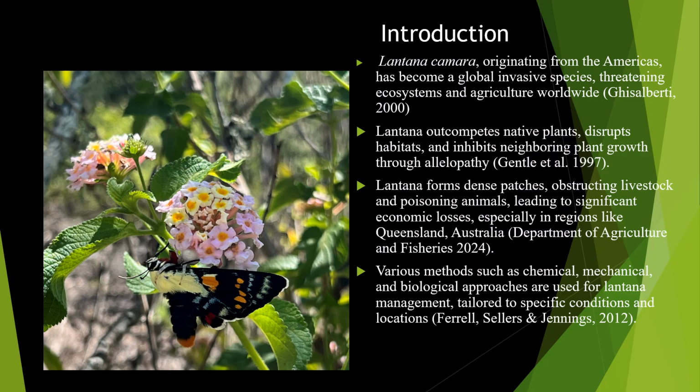Introduction. Lantana camara, originating from the Americas, has become a global invasive species threatening ecosystems and agriculture worldwide. Lantana outcompetes native plants, disturbs habitats, and inhibits neighboring plants' growth through allelopathy. Lantana forms dense patches, obstructing livestock and poisoning animals, leading to significant economic losses, especially in regions like Queensland. Various methods such as chemical, mechanical, and biological approaches are used for lantana management, tailored to specific conditions and locations.